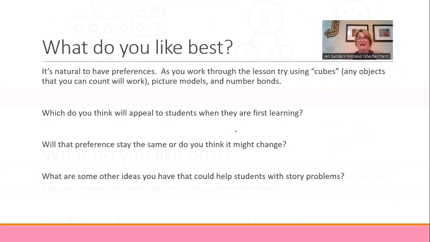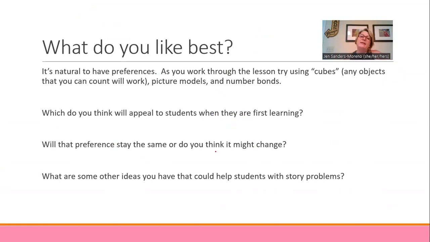I probably shouldn't. Okay, what do you like best? You're probably like, I think Jen loves one piece over another. I will say, to me, there seems to be kind of a natural progression of linking cubes first, then picture models, and then number bonds. But you may have kids who gravitate towards one thing over the other. So you've got to kind of be flexible. So here, when I think, which do you think will appeal to students when they are first learning? I think it's probably the linking cubes, but I could be wrong. I don't know. Every class might be different.